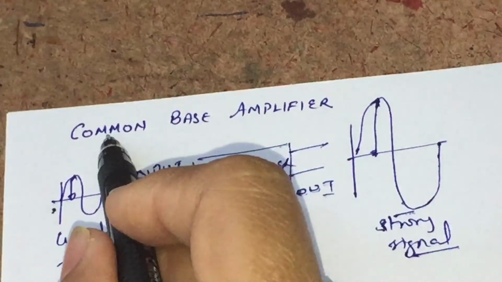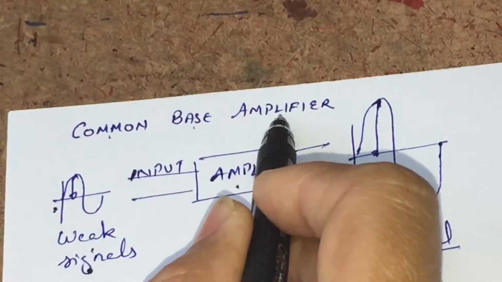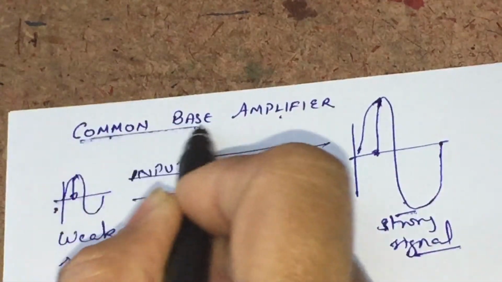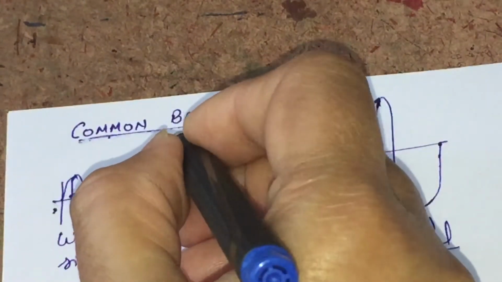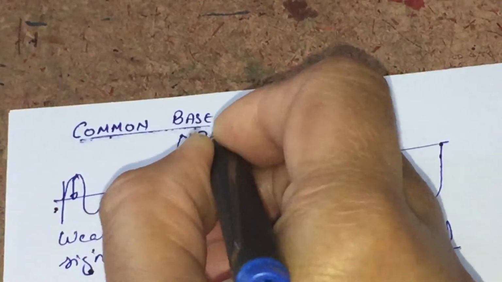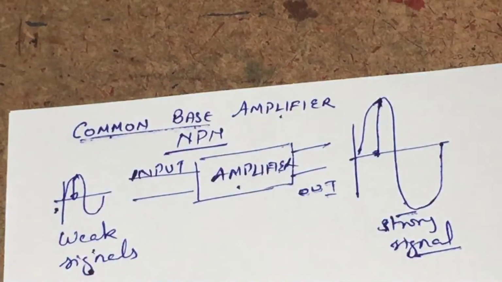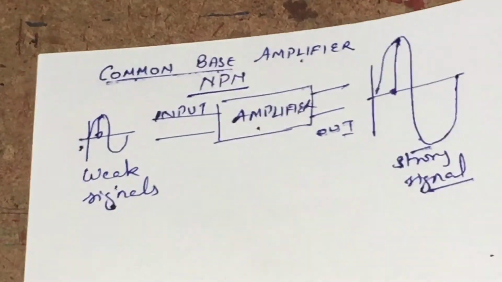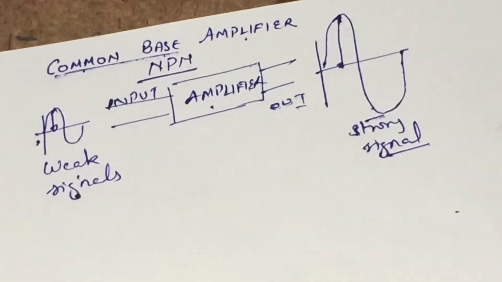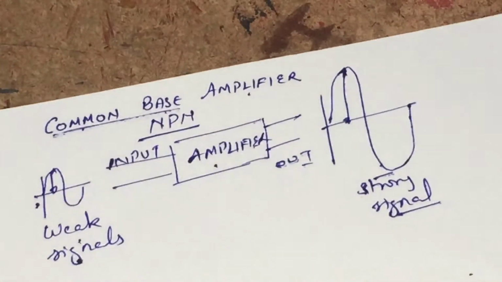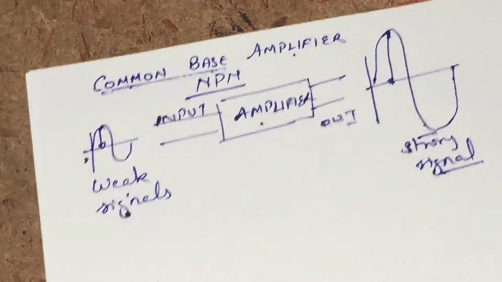Today we are dealing with the common base amplifier. Common base is taken from the common base configuration of a transistor, and today we are considering an NPN transistor. Let us consider an NPN transistor and make it a common base transistor.